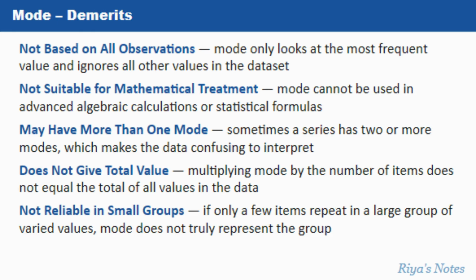Mode, demerits. Not based on all observations: mode only looks at the most frequent value and ignores all other values in the dataset. Not suitable for mathematical treatment. Mode cannot be used in advanced algebraic calculations or statistical formulas. May have more than one mode. Sometimes a series has two or more modes, which makes the data confusing to interpret. Does not give total value. Multiplying mode by the number of items does not equal the total of all values in the data. Not reliable in small groups. If only a few items repeat in a large group of varied values, mode does not truly represent the group.